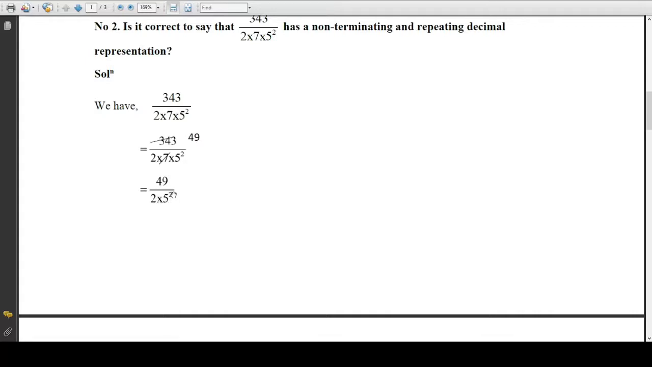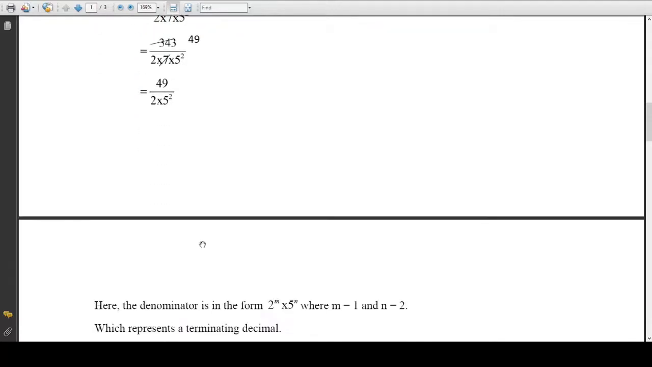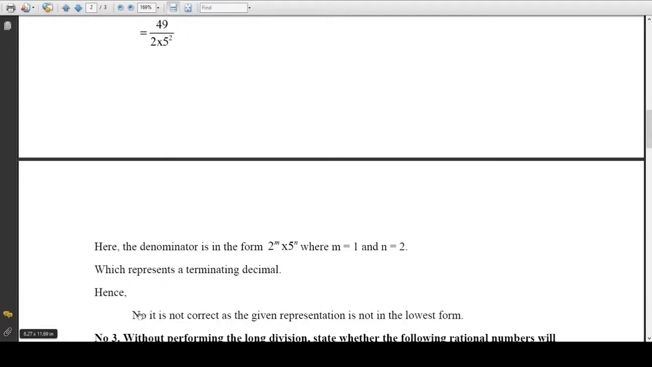That means what should be the representation? It should be a terminating decimal representation, isn't it? Here the denominator is in the form 2^m × 5^n, where it is 2 to the power 1 and 5 to the power 2, so m is 1 and n is 2, which represents a terminating decimal representation. Hence we can say that no, it is not correct to say that the given representation is non-terminating, because it is not in the lowest form.